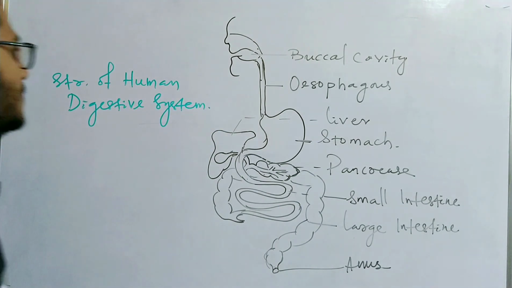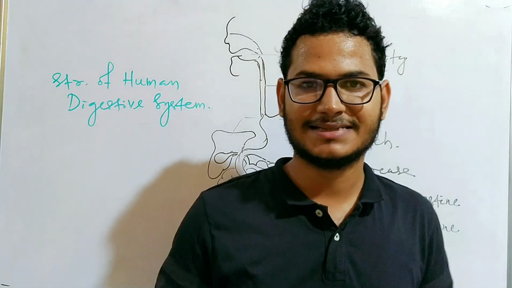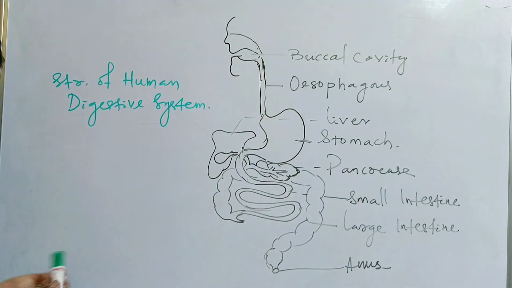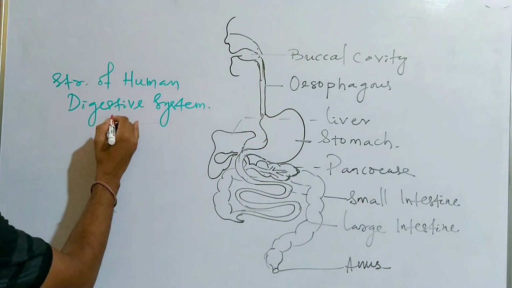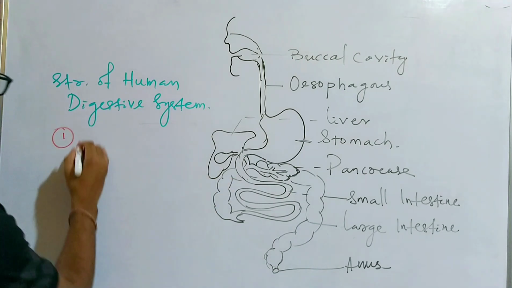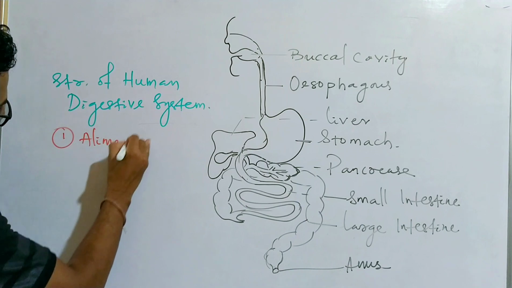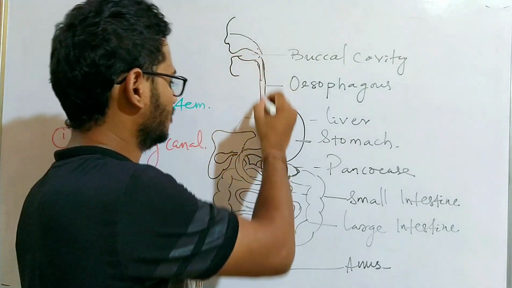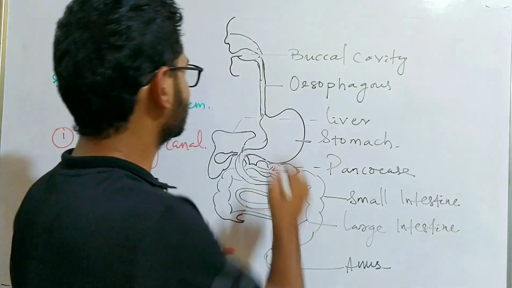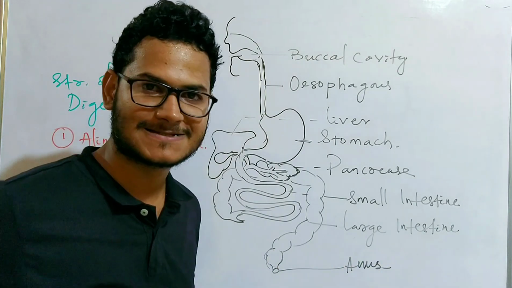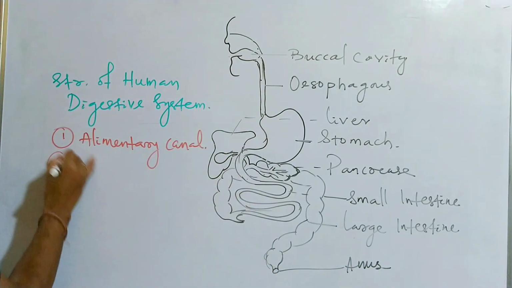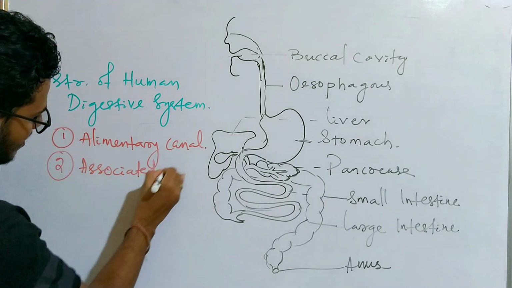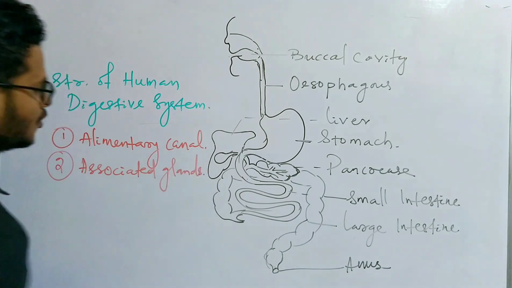And the digestive system is divided into two parts. They are the alimentary canal and the digestive gland or the associated gland. So the digestive system is made up of two different parts. One is the alimentary canal, that is the long narrow coiled tube, which starts from the mouth to the anus. And the second one is the associated glands.